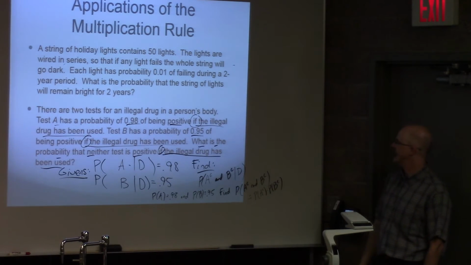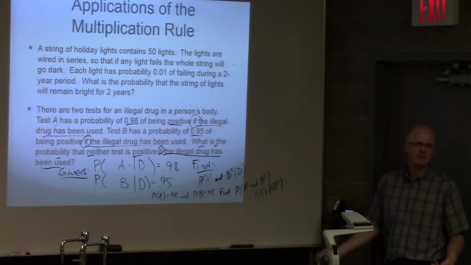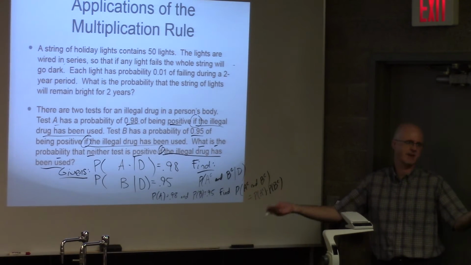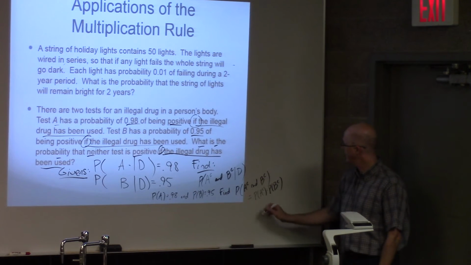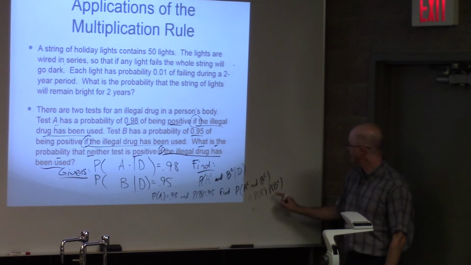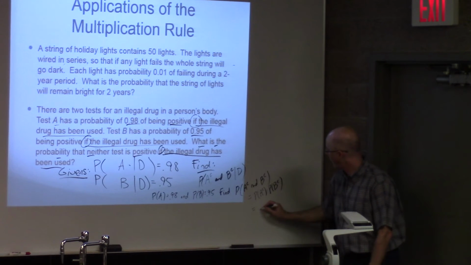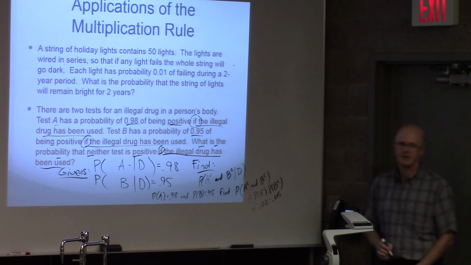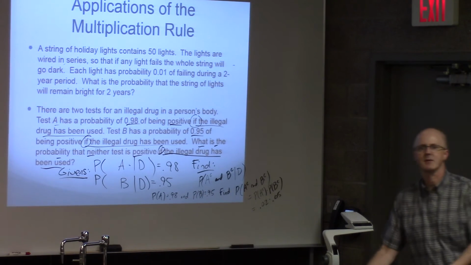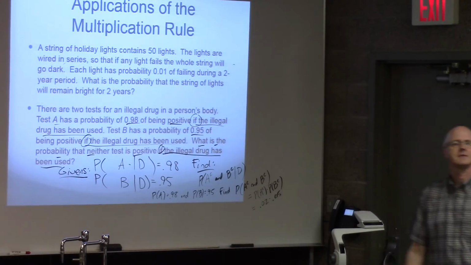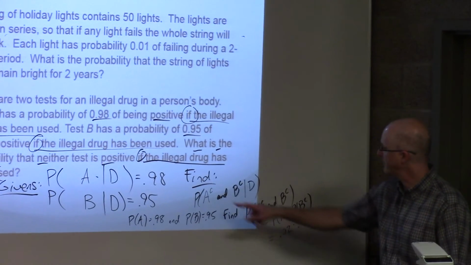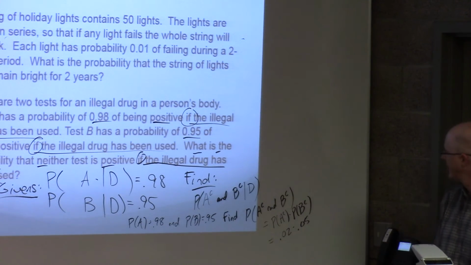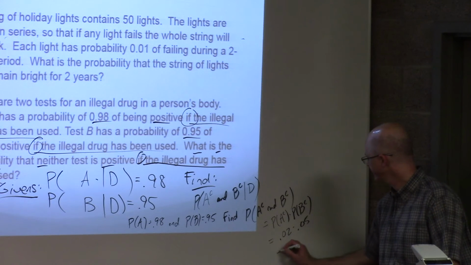The assumption is these tests are independent of each other, which is a reasonable assumption to make. Why should these tests affect each other? Therefore, their complements are independent, therefore you can find this probability by a multiplication. And these numbers are 1 minus those numbers, 0.02 and 0.05. You see that with the camera? 0.02 and 0.05, 1 minus 0.98 and 1 minus 0.95. These are the complementary events to A and B. So it's this product that gives you the answer.